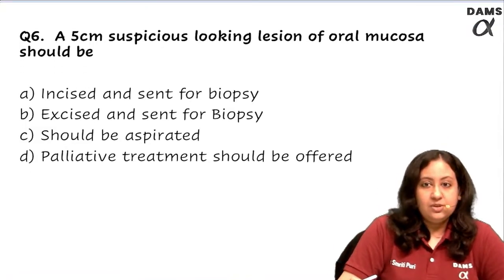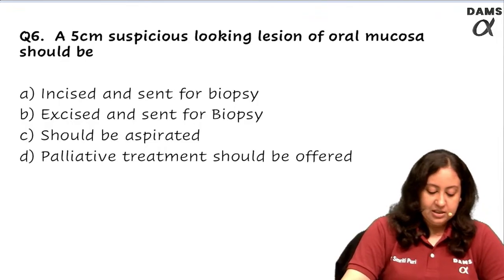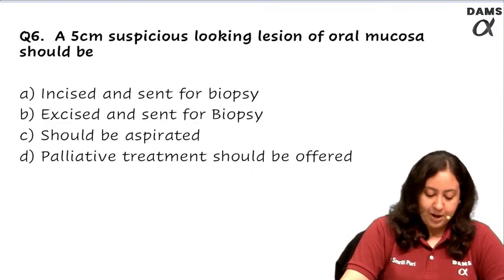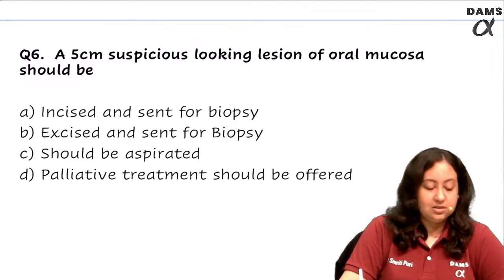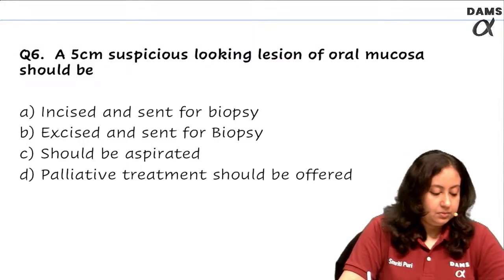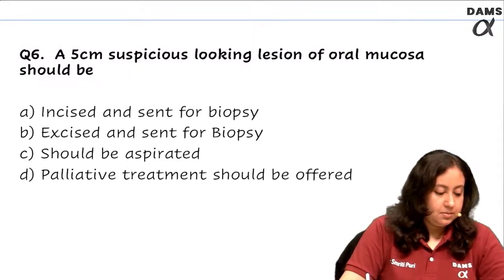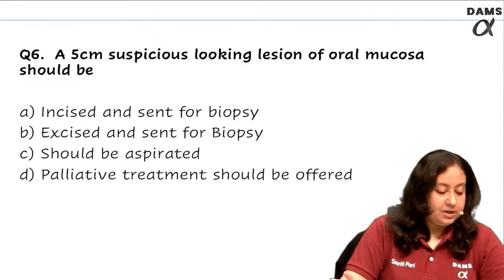Now, coming to question number 6. A 5 cm suspicious looking lesion of oral mucosa should be: A, incised and sent for biopsy; B, excised and sent for biopsy; C, should be aspirated; D, palliative treatment should be offered. What would be the answer to this particular question, question number 6? Please let me know in the chat box. All of you who are live with me, please answer.